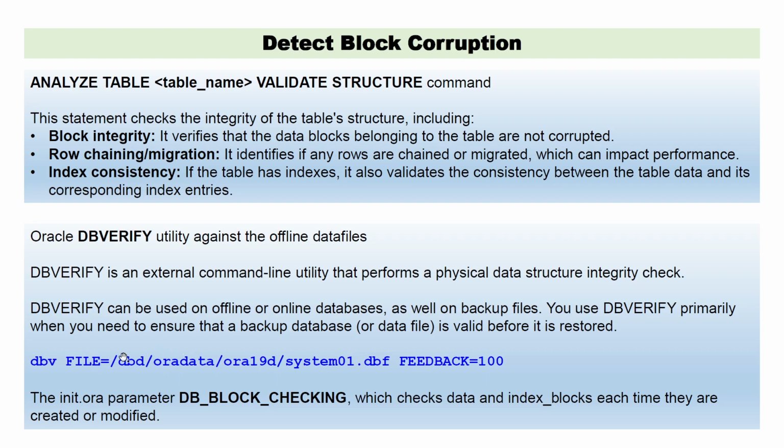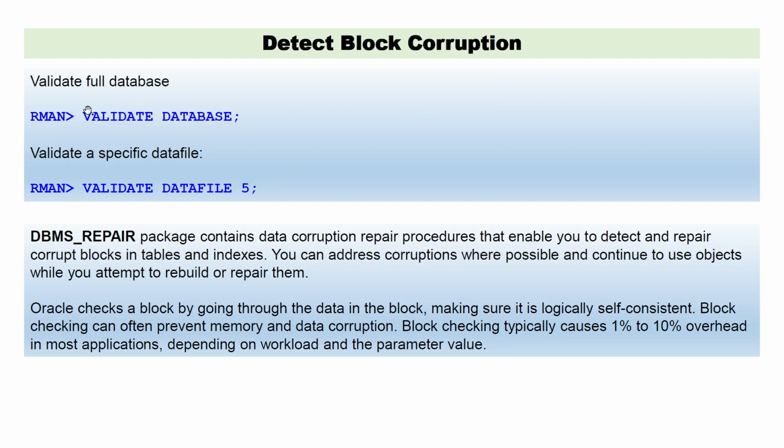Again, this is a very big utility, and you can use it to do various kinds of checks. The init parameter DB block checking can check the data and index blocks each time they are created or modified. So this is another thing. We have already seen that RMAN validate database will validate the entire database. You can validate a particular data file, for example validate datafile 5. You can use this command to validate a particular data file.